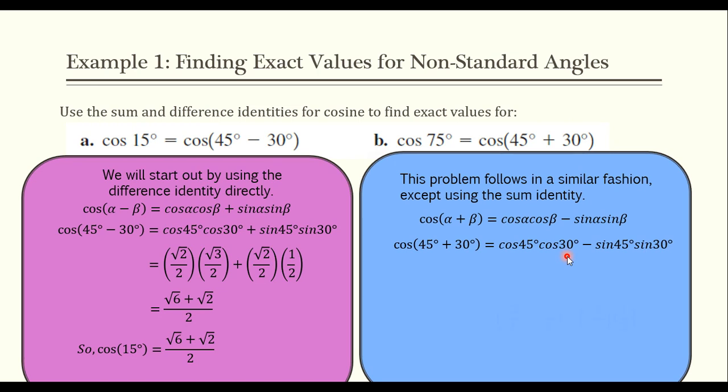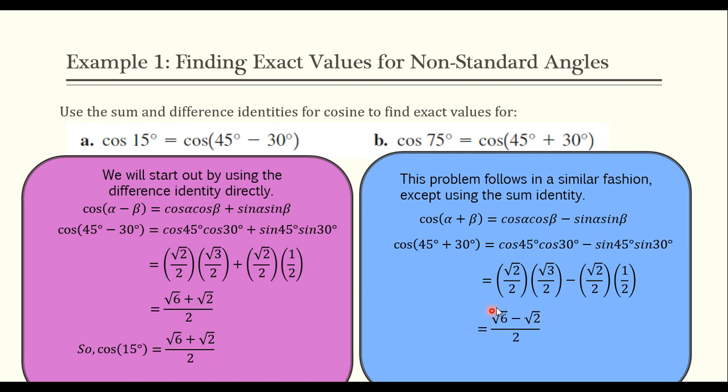So cosine 45 degrees is going to be rad 2 over 2. Cosine of 30 is rad 3 over 2. Sine 45 is rad 2 over 2. 45 is the best because it's always just rad 2 over 2. And sine 30 is 1/2. Performing the same thing, rad 2 times rad 3 is still going to give us rad 6. 2 times 1 is still going to be rad 2, except now I have a difference. So I have rad 6 minus rad 2 over 2.